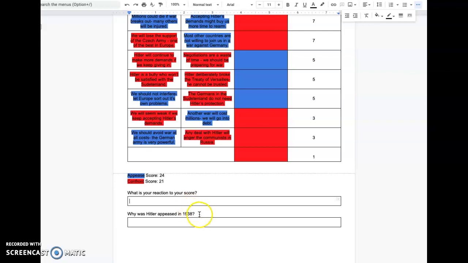Why was Hitler appeased in 1938? Use the same kind of idea about the uncertainness of the future. You might also want to pull in some of the ideas that we discussed previously about the trauma of World War I and many people, countries, not wanting to go through that same trauma again.